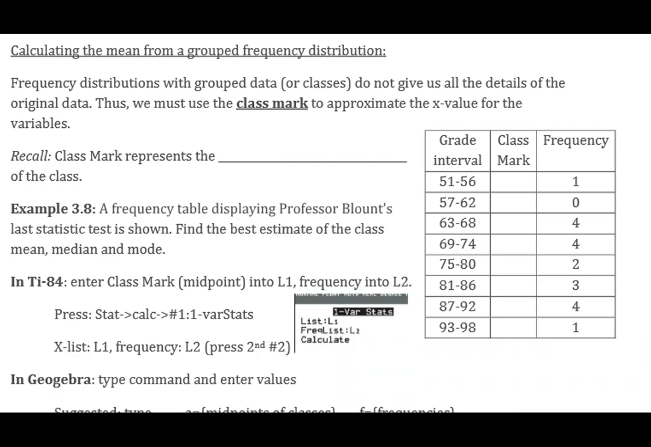Hello, in this video we are going to look at calculating the mean and the one variable statistics from a grouped frequency distribution. Frequency distributions with grouped data or classes do not give us all the data values of the original data. For this example, a frequency table displaying Professor Blunt's last statistics test is shown. We want to find the best estimate of the class mean, median, and mode.